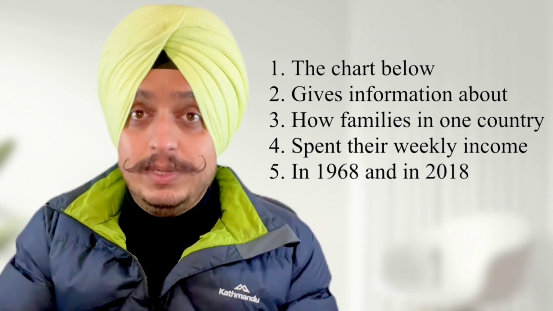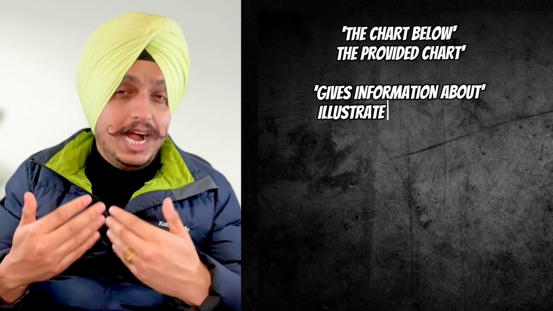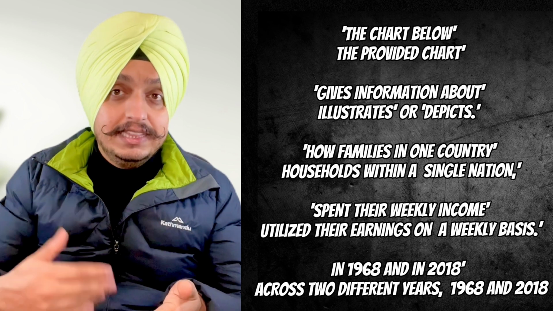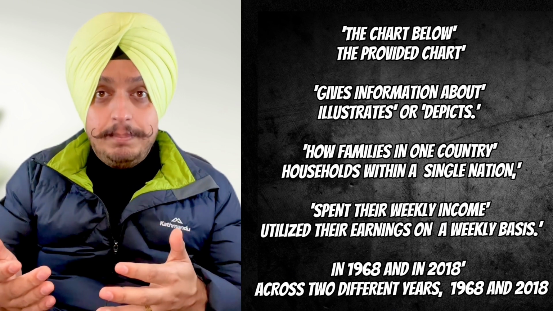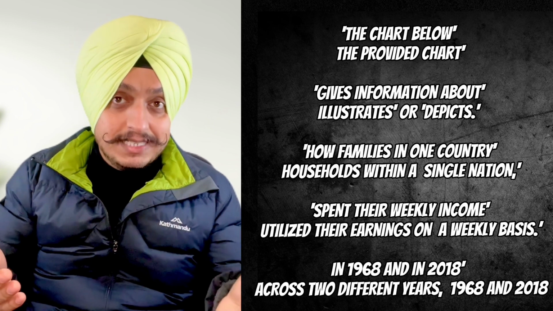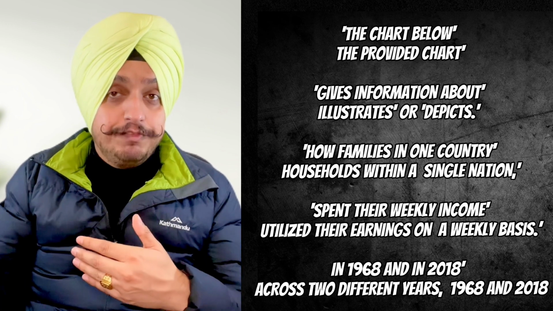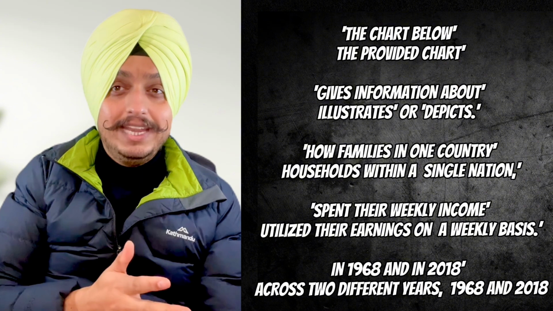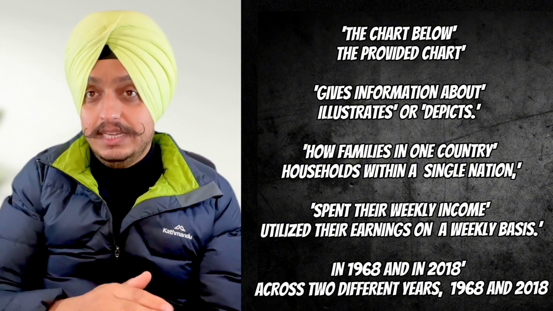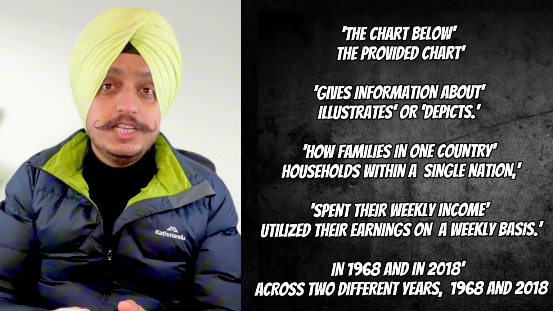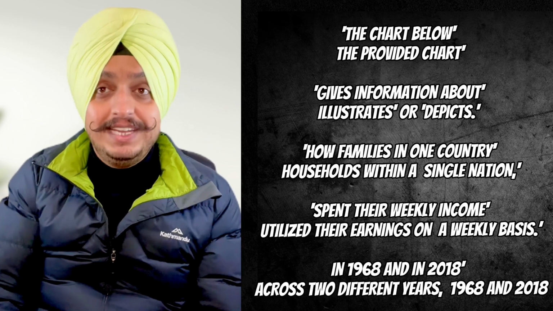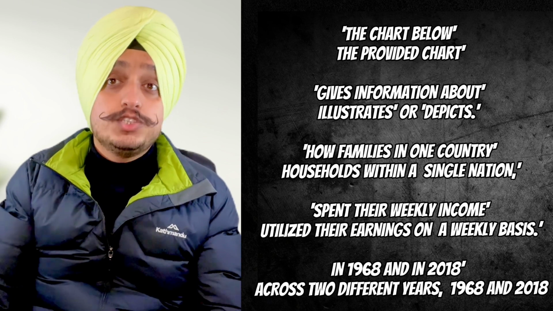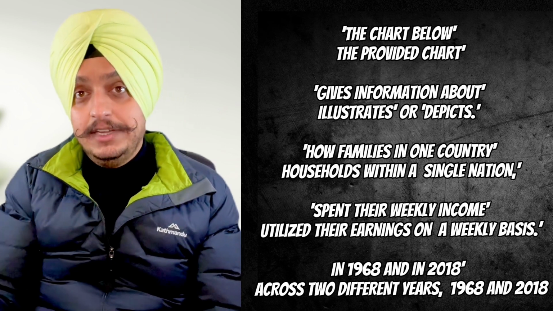So let's start with our first element, which is the chart below. Let's change it with the provided chart to maintain clarity. Then we can rephrase gives information about to illustrates or depicts. Then we have how families in one country. It can be rewritten as households within a single nation. And then we have spent their weekly income. Let's change it with utilized their earnings on a weekly basis. So finally we have in 1968 and 2008. Let's change it with across 2 different years, 1968 and 2008.